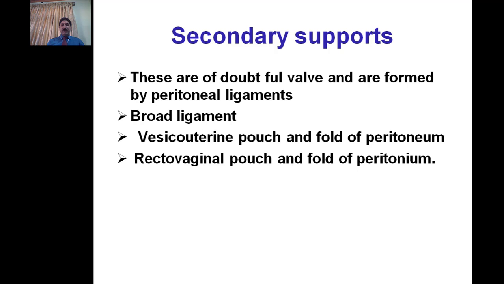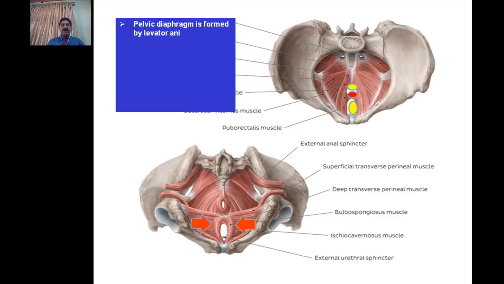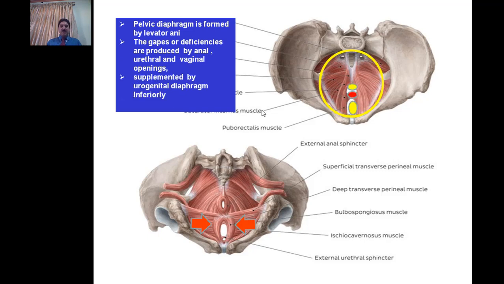The pelvic diaphragm, as shown in this figure, is formed by the levator ani muscle. The gaps or deficiencies are produced by the anal, urethral, and vaginal openings. These openings from posterior to anterior are anal, vaginal, and urethral. The deficiencies produced by these openings are supplemented by the urogenital diaphragm inferiorly, as shown by these red arrows. They supplement the deficiencies produced by these three openings in the pelvic floor.